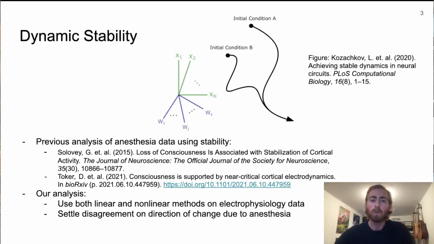Now, the mathematical toolset we're going to use to do this is dynamic stability. In a system that is dynamically stable, the distance between 2 initial conditions is going to shrink as the trajectories evolve. And in an unstable system, we'd find the opposite. Over time, the trajectories are going to be growing farther apart. So by tracking how the system evolves, we can get a sense of how much stability is present.